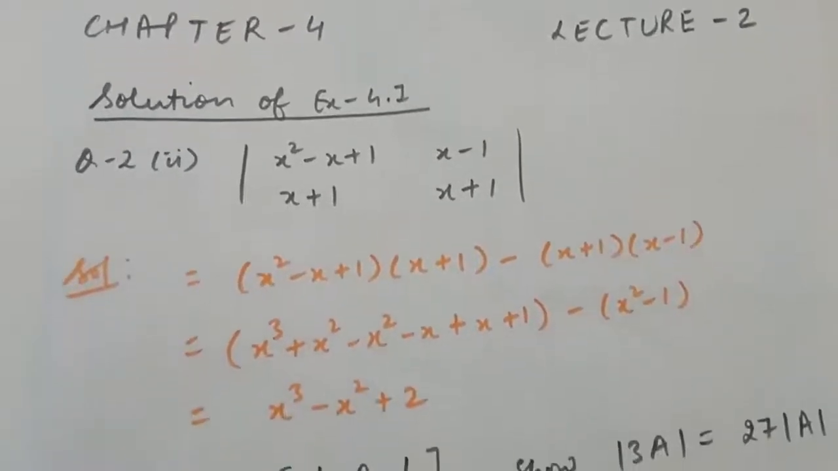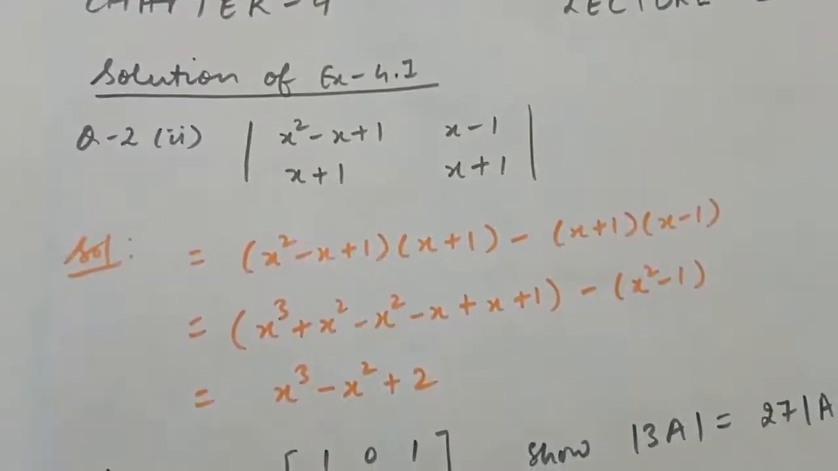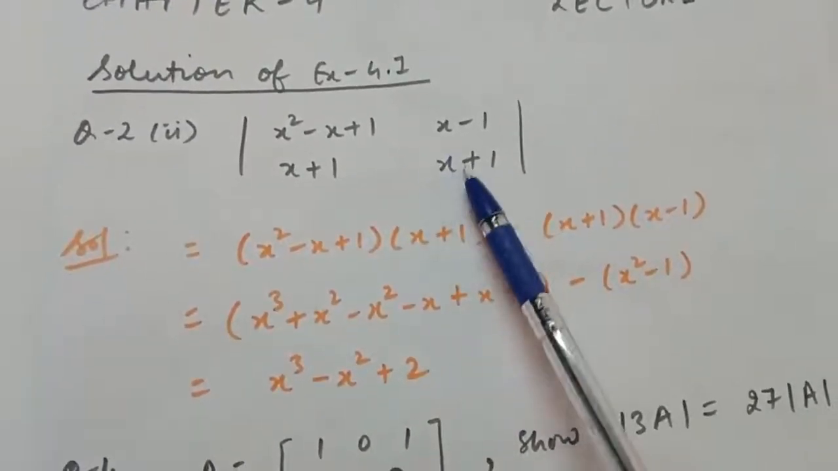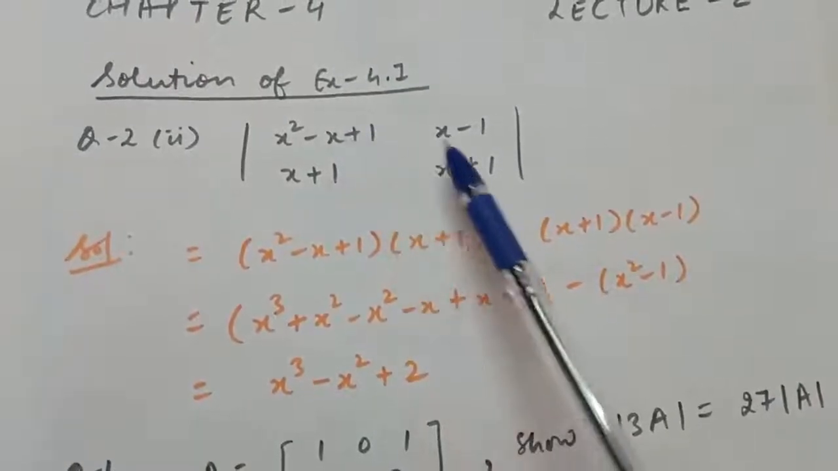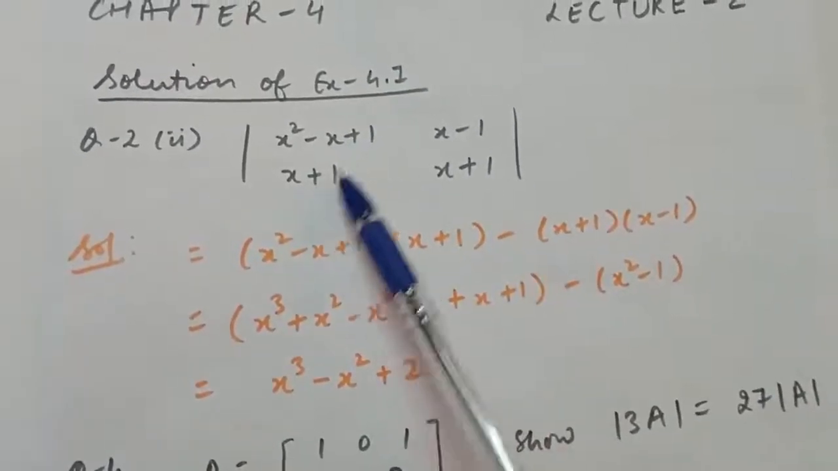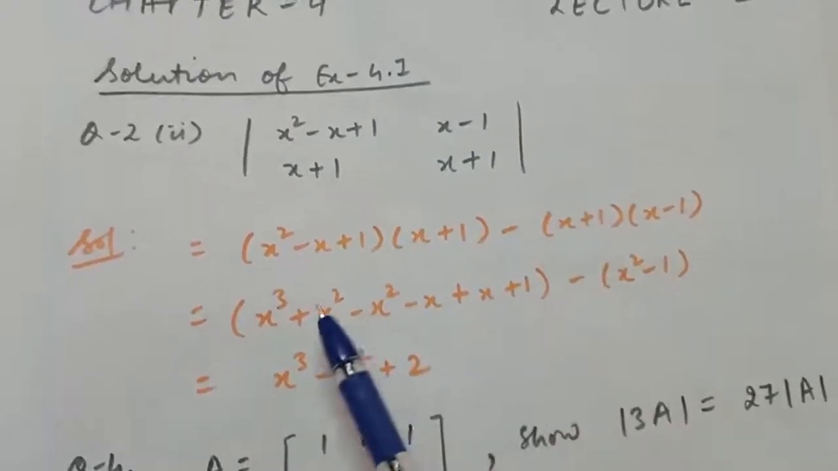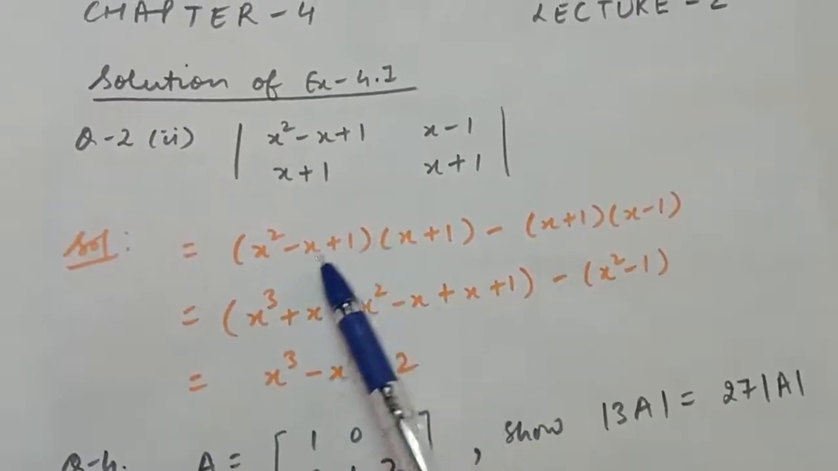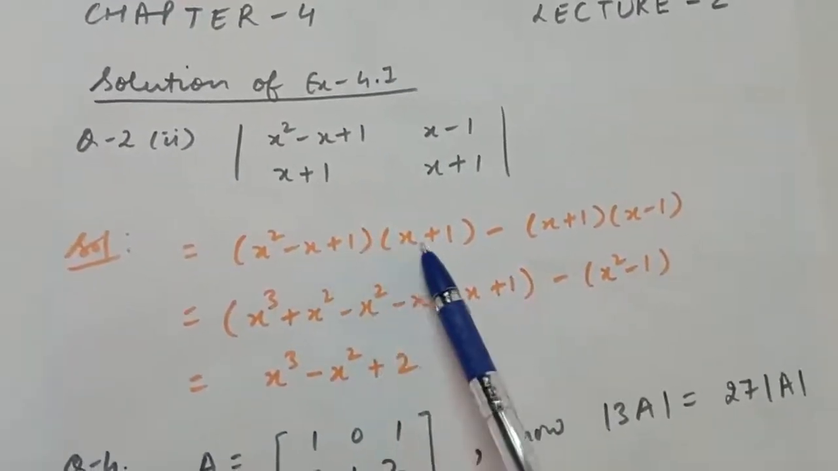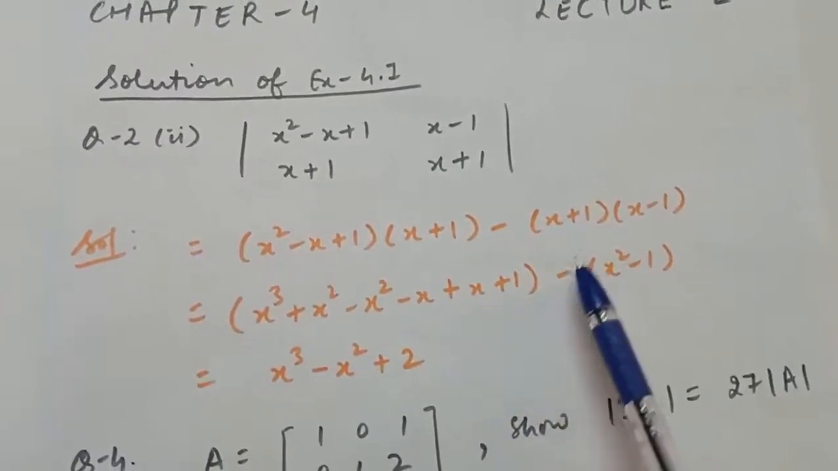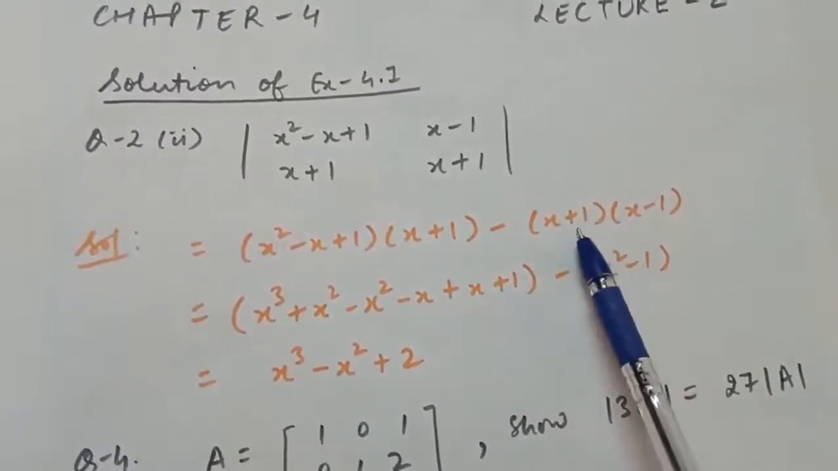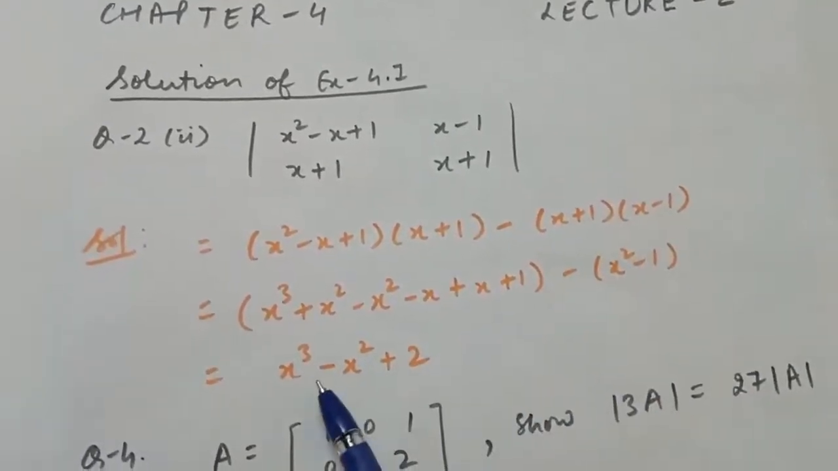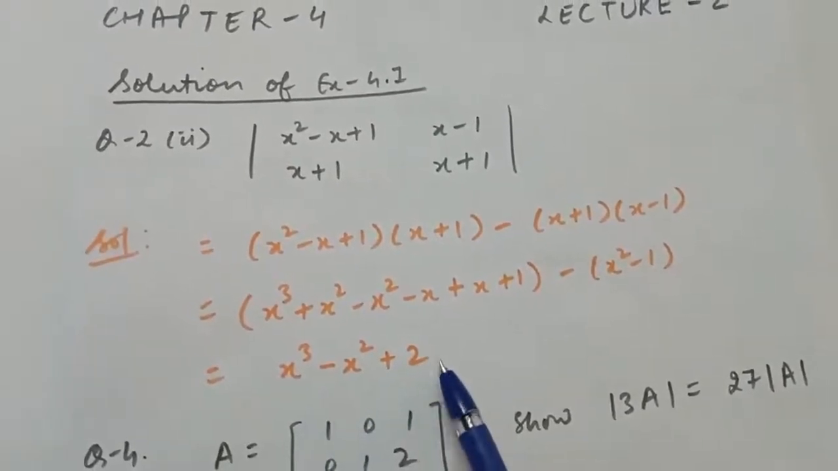Today first of all we will discuss the solution of exercise 4.1. So question second part is to find the determinant of this. So multiply these two elements minus these two elements. So you will get x cube plus x square minus x square minus x plus x plus 1 minus x square minus 1, because (a plus b) into (a minus b) is a square minus b square. So the answer will be x cube minus x square plus 2, right?